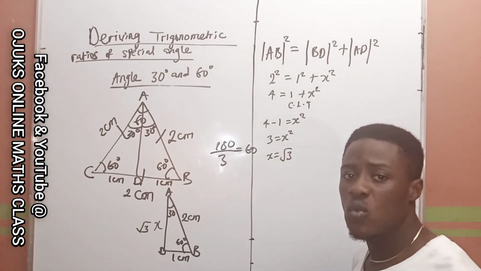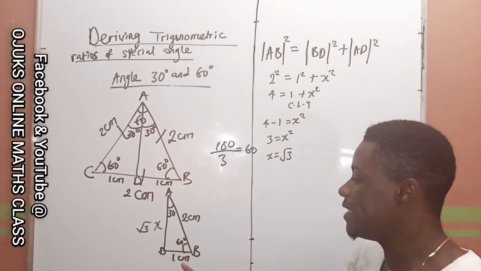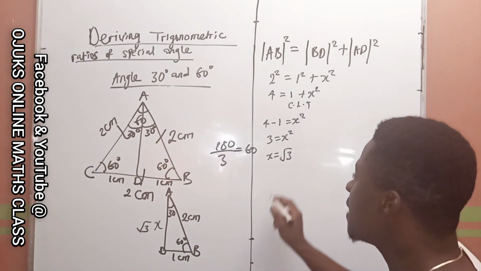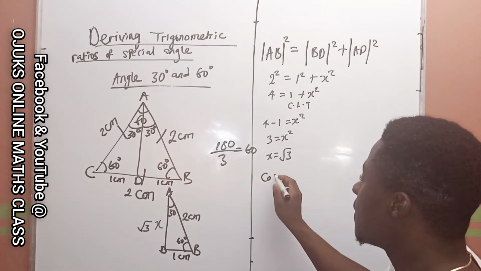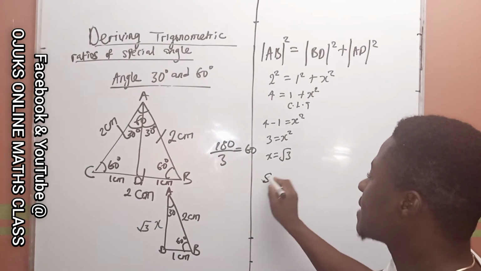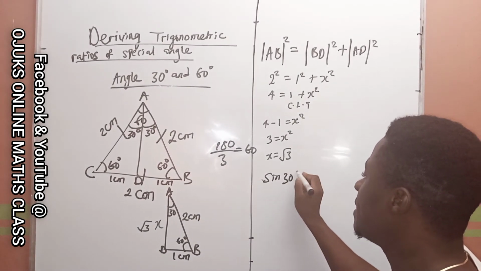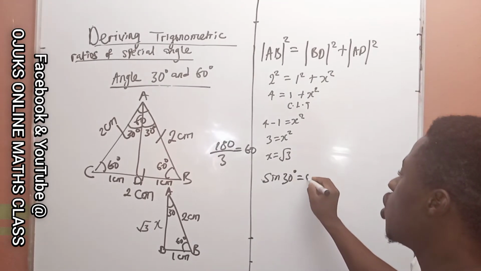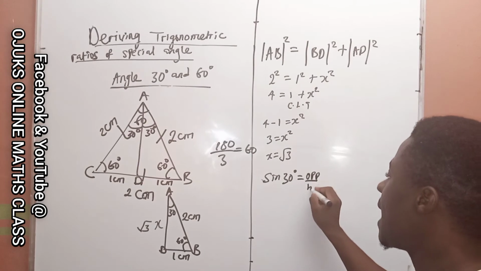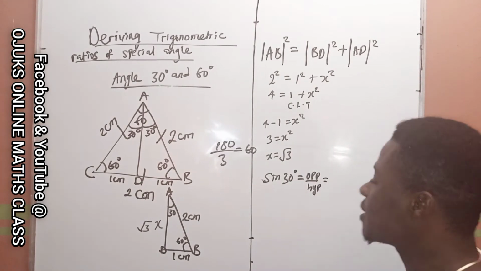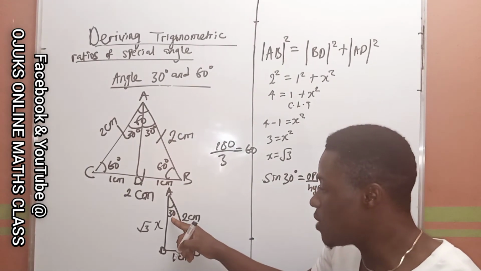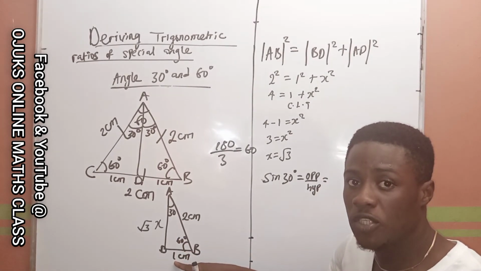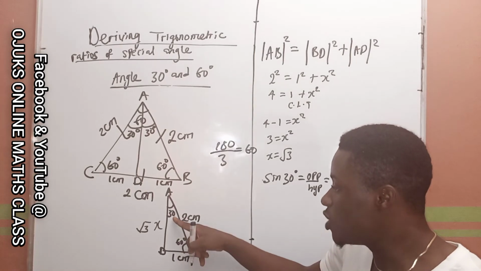So with this, we can get the three ratios of 30 degrees and 60 degrees with ease. Now, what do you mean by that? From here, we can then observe that, okay, let's start with sine. Sine 30 degrees is equal to, in trigonometry, sine is equal to opposite over hypotenuse. Now, what is the opposite of 30? Look at 30 here. The side facing angle 30 is the opposite of 30, right? Okay, what is the opposite of 30?